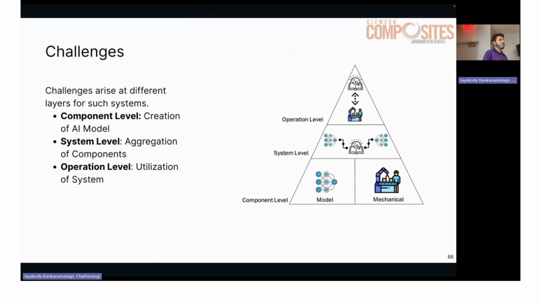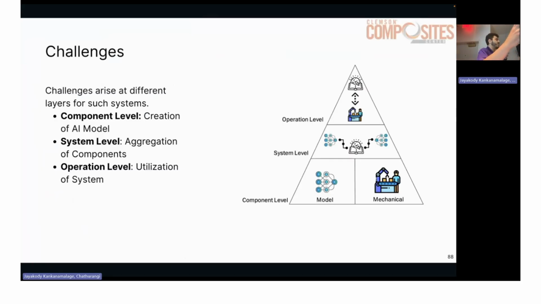At the bottommost layer, we start talking about the component level. That's when we are actually creating our AI model, for example. We have a specific use case that we want to utilize AI for, and we think, okay, this is the part of our manufacturing system that we're going to utilize it in, and this is the equipment that we need for it.